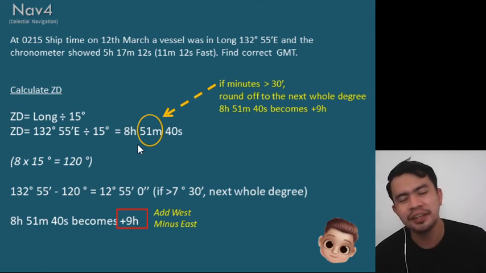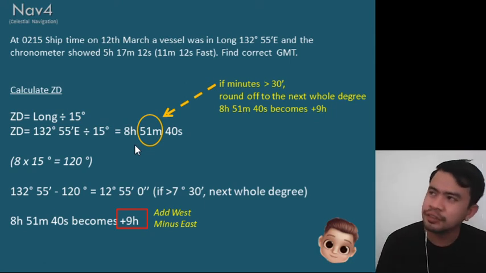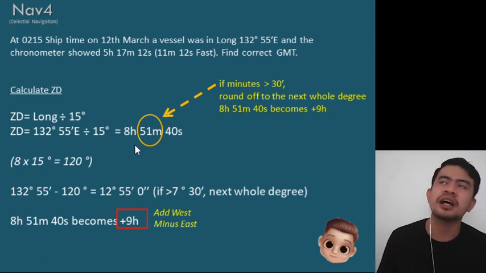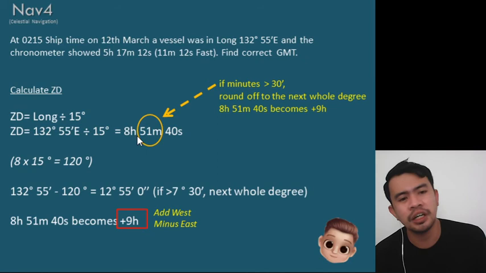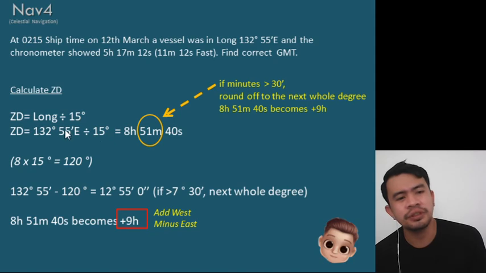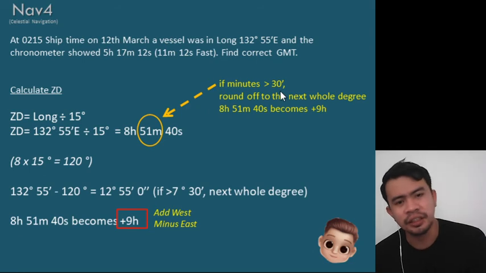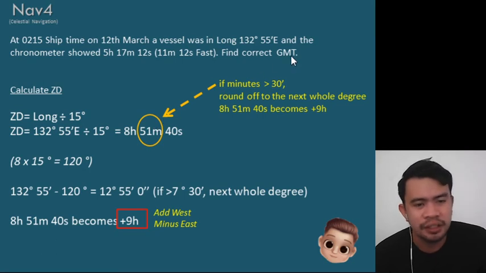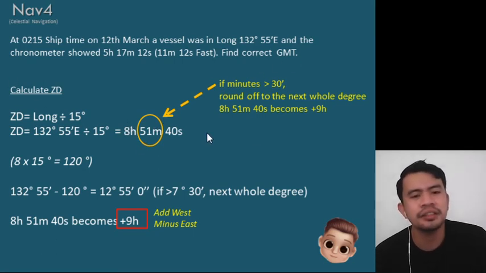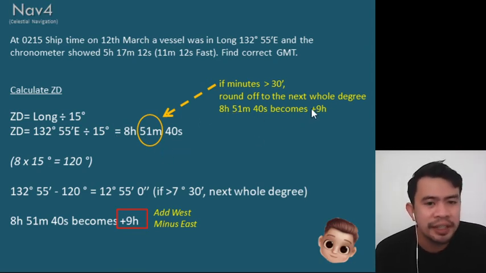kapag lumagpas siya, then you have to round off mo siya sa next higher. But, if hindi siya lumagpas sa 7 degrees 30 minutes, mas mababa sa 7 degrees 30 minutes, then you have to keep the number. Pero in this case, pwede naman po siyang, ang gagawin natin is we look into the minutes. No? If the minutes is greater than 30, so obviously, we will be rounding off that one to the next higher degree. Now, so for example, itong 8 hours, 51, 40 seconds, this becomes your 9.